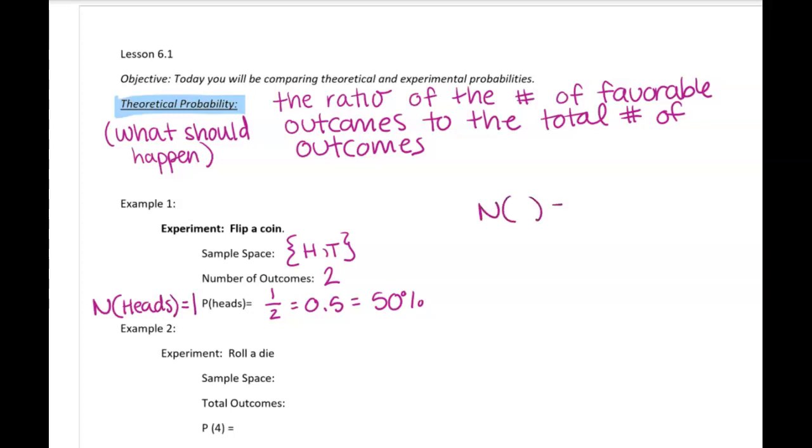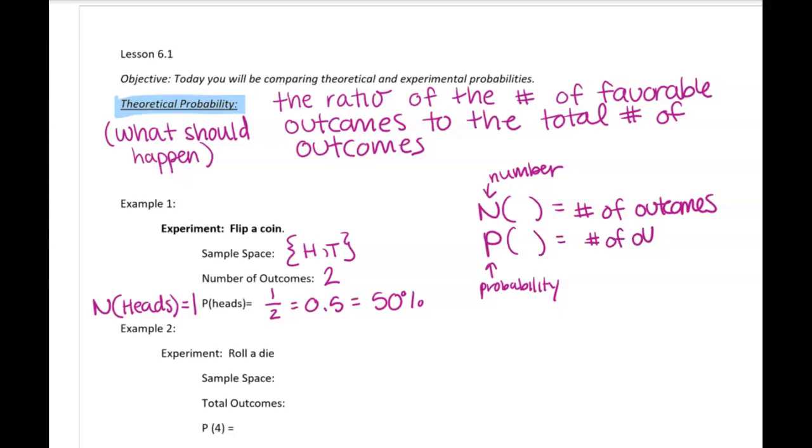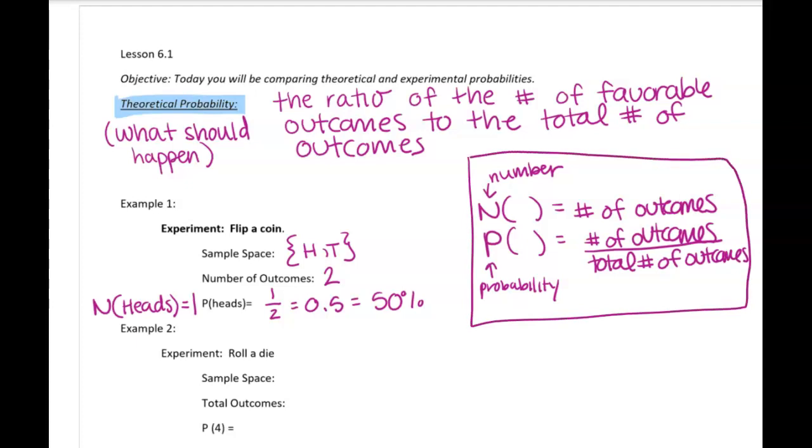So n is the number of outcomes. n for number. And P, probability of something, is the number of outcomes over the total number of outcomes. So if you have your n, or your number, to turn it into a probability, divide it by your total.